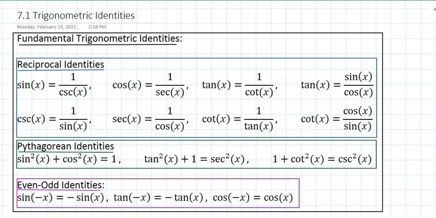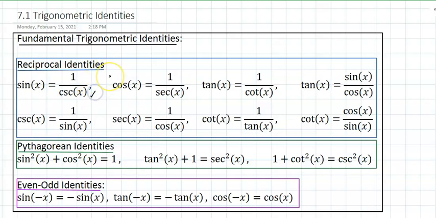7.1 talks about trigonometric identities. So we have the identities that we've been using all along. We want to make use of those in this section before we move on and add to them. The fundamental trigonometric identities consist of the reciprocal identities, and we're aware of those.